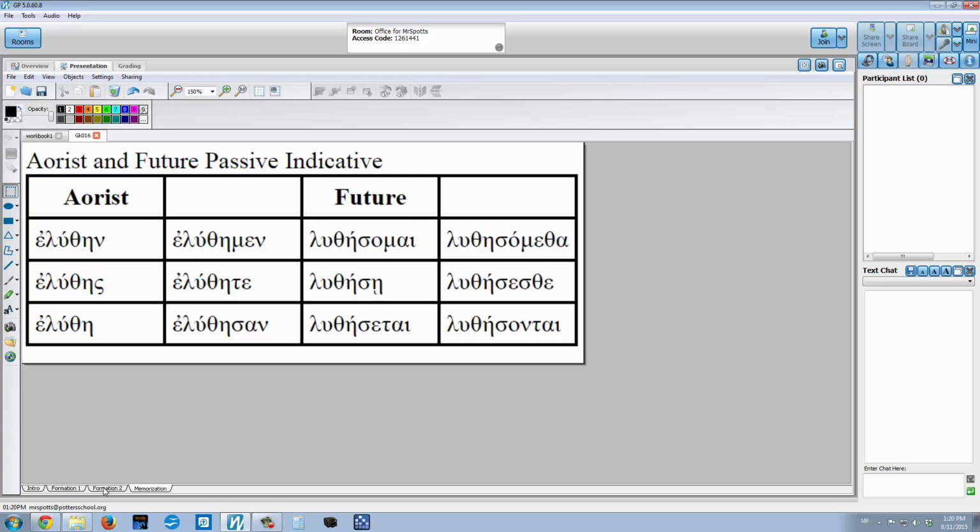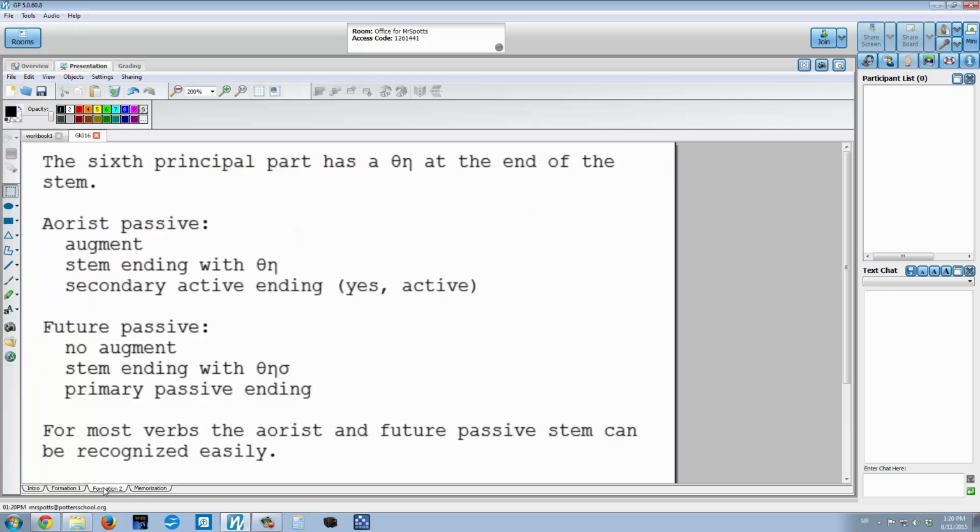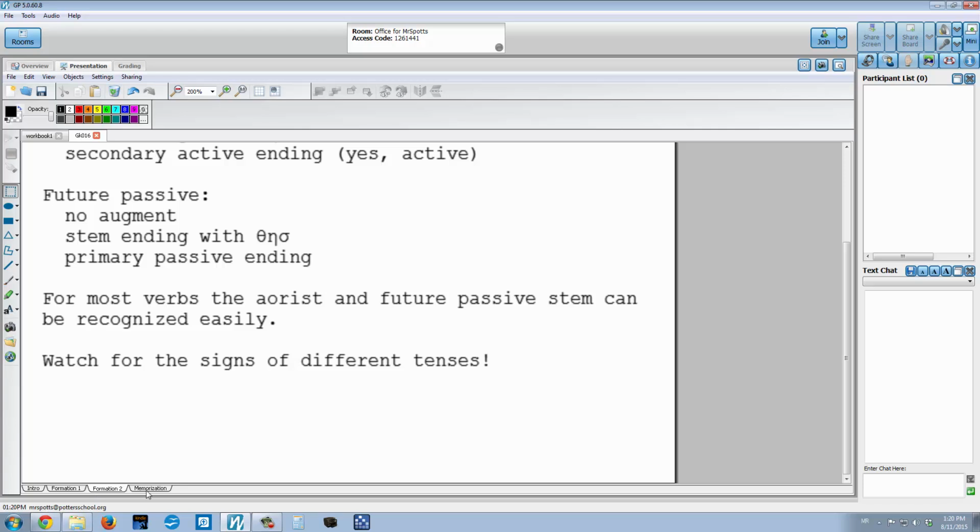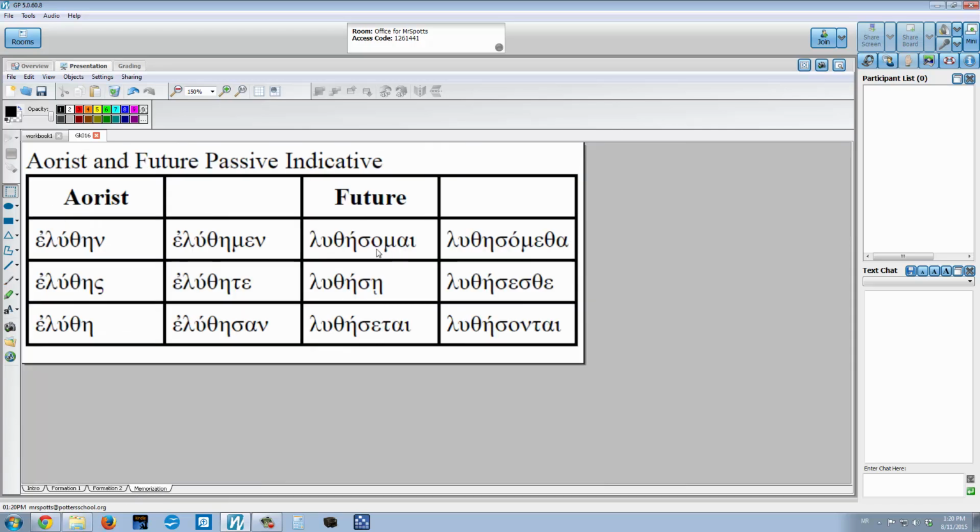There's the aorist passive. Let's look at one more thing going on here, the future passive indicative. And for the future passive, we have no augment because it's future, it's not aorist. We have a stem ending with theta eta sigma. See the sign of the future tense, and we have a primary passive ending. Now, always do watch for signs of different tenses. Let's look at that future passive indicative. You see, no augment. There's a stem with a theta eta sigma, luthes, and then your primary middle or passive ending, omai, etai, amatha, estha, antai.